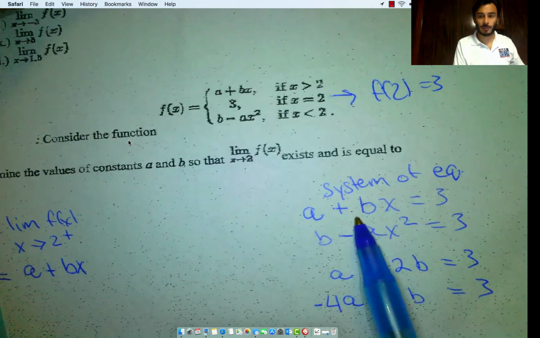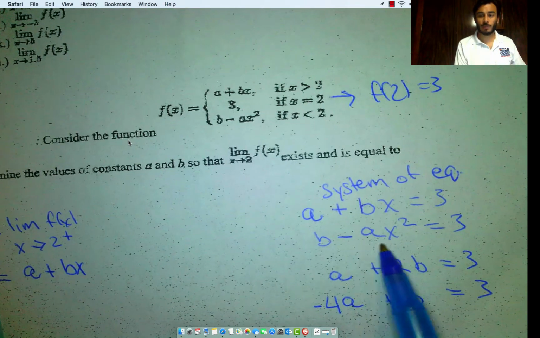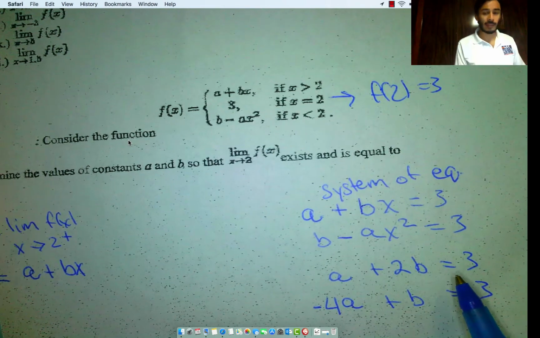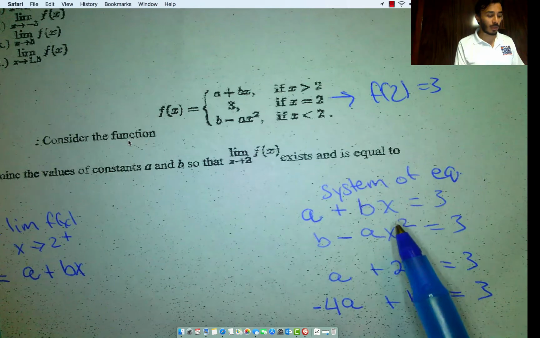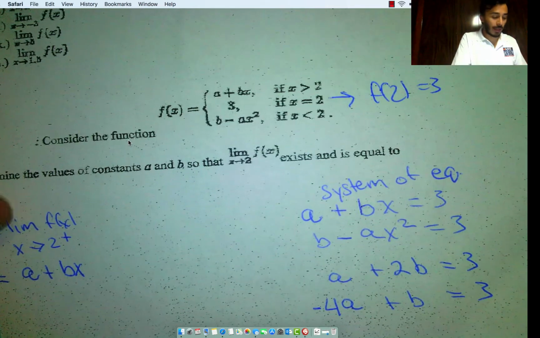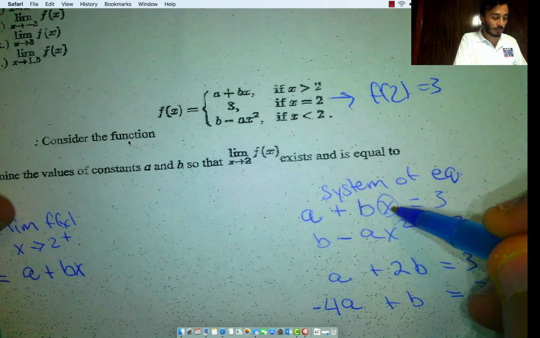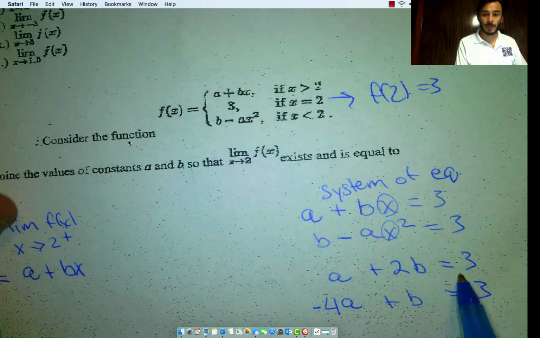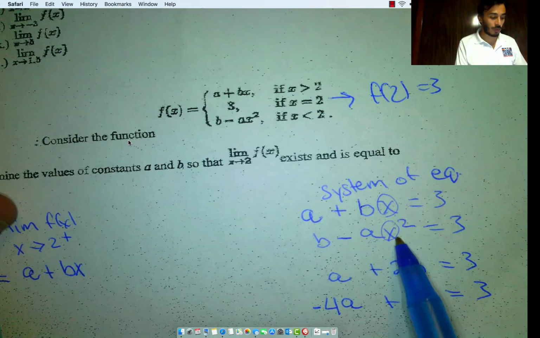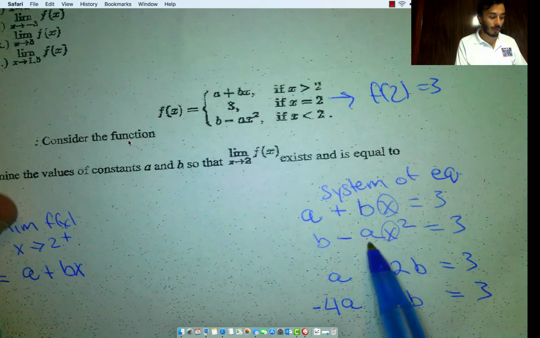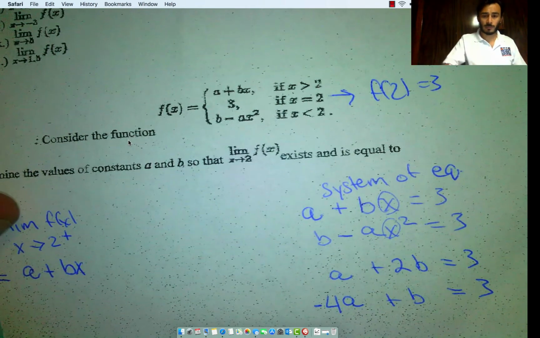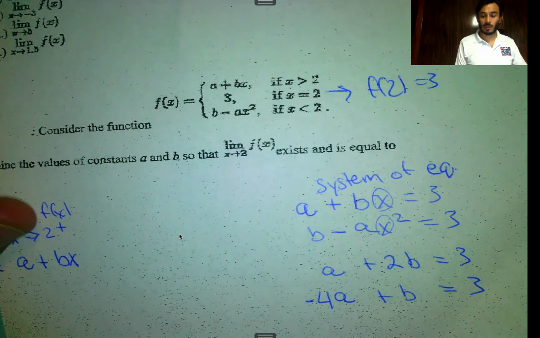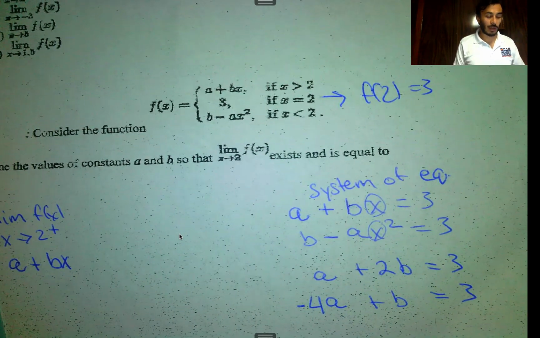So a plus bx must be equal to 3, and b minus ax squared must be equal to 3. Now, I also know that at that point, x is going to be equal to 2, so I substituted 2 in for these x's. That's how I got a plus 2b equals 3 here. And if you substitute 2 in here, you get minus 4a. Then I switched it around because it makes elimination easier. So I got this system of equations that I want to solve for you right now.